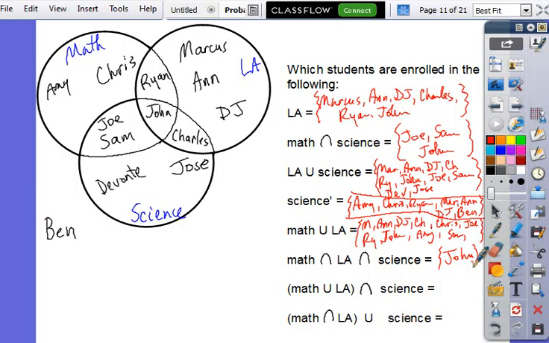Okay. All right, now if it gives you the parentheses down here at the bottom, like math, union with language arts, and science, you've got to do this part first. So we've already done that part. It's right there. And then I want to say, take this group and intersect it with science. In other words, who is in this group that we've already done up here that's also in science? Nothing. Joe, Sam, John, and Charles.